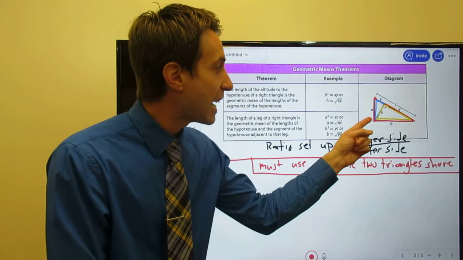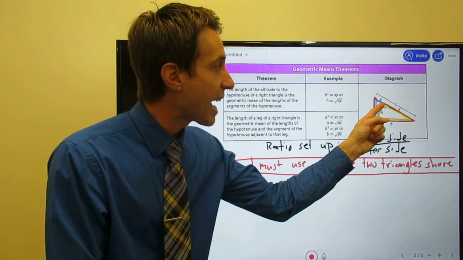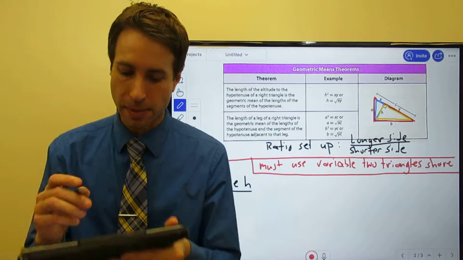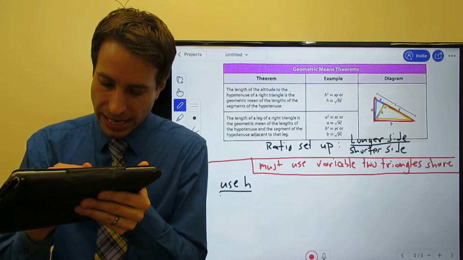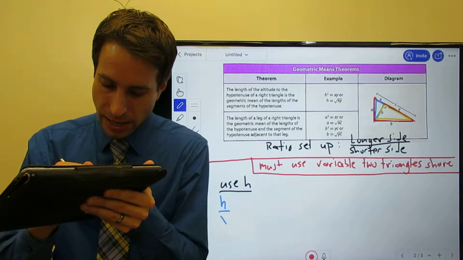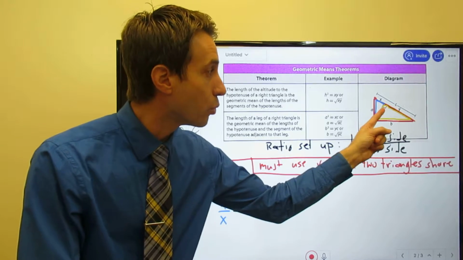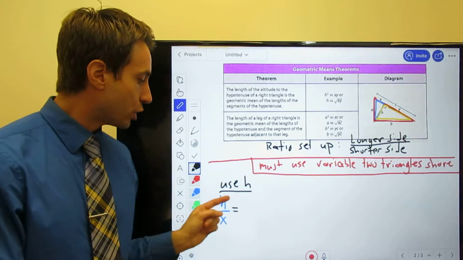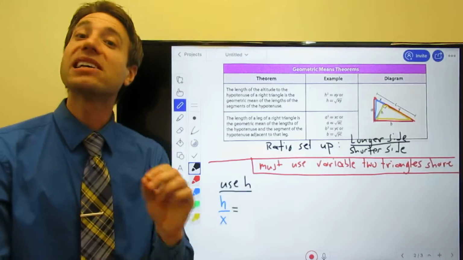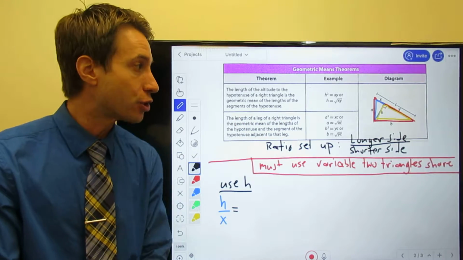Well, pretty clearly, H is the longer side, X is the shorter side. So the H will go on the top, X will go on the bottom. So it'll be H over X. Now that has to be equal, right? I told you the blue and the yellow triangle are similar, which means the ratio has to be the same in both of the triangles.